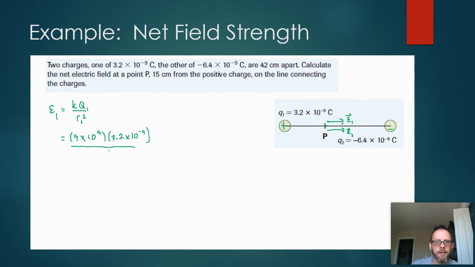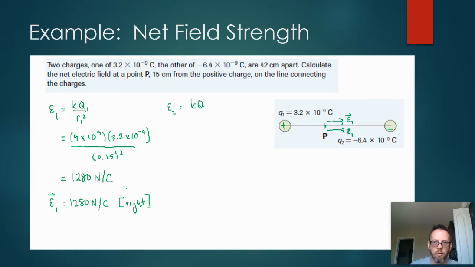And the question says it is 15 centimeters from the positive charge. So 15 centimeters, 0.15, don't forget to square. 9 times 10 to the 9 times 3.2 times 10 to the minus 9 divided by 0.15 squared. So 1,280 newtons per coulomb. And we can say that the electric field vector is 1280 newtons per coulomb. And we know it's to the right because we've looked at our diagram, we've thought about signs. And we'll just do the same thing with E2.